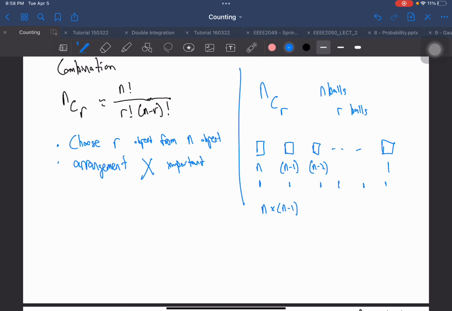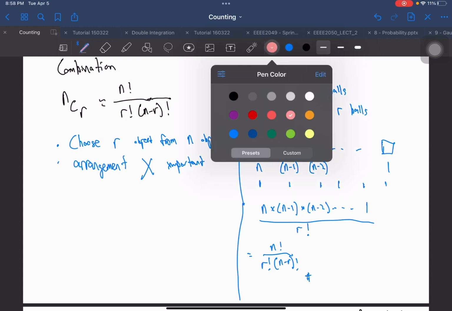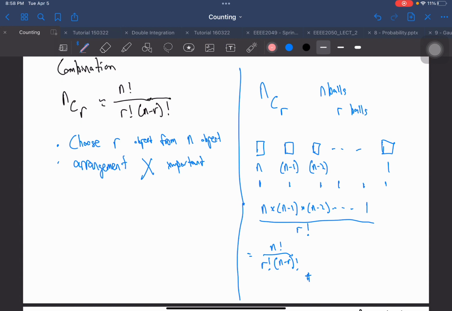This is N times N minus 1 times N minus 2 times until 1, divided by R factorial, which is N factorial divided by this divided by this. Okay? This is a way to prove it. But it's okay. If you don't understand, just remember, for NCR, the arrangement is not important, and it's a way to choose R objects from N objects.